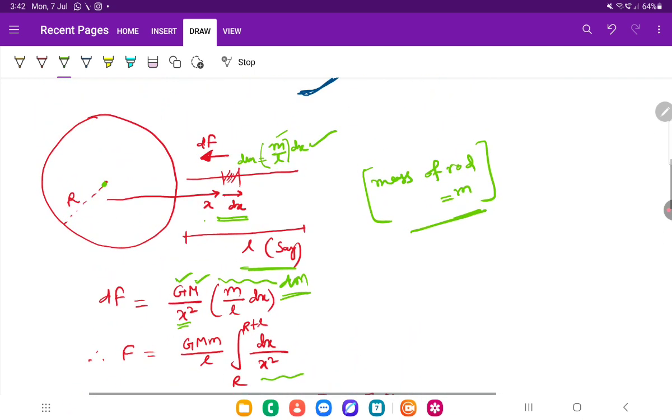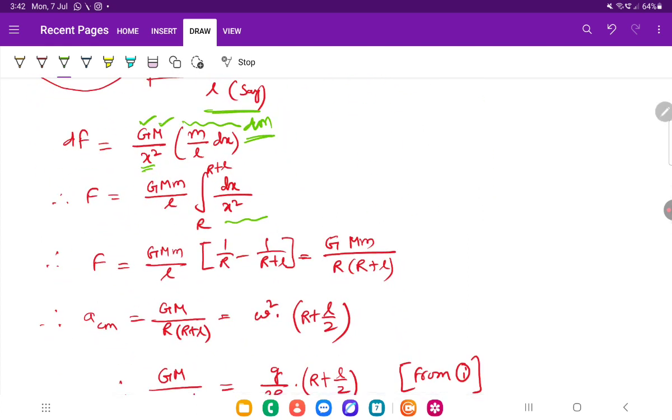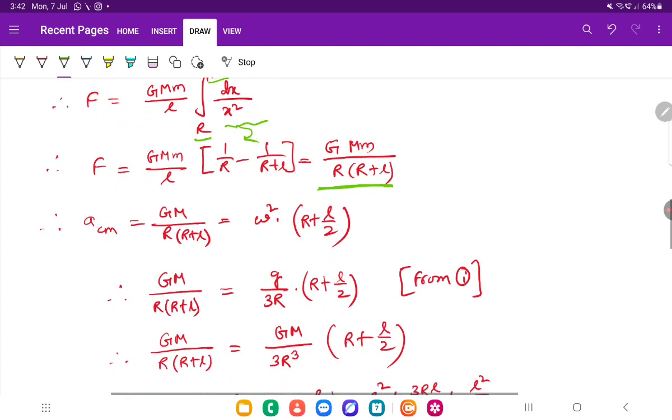So what's the limit of x? This one is one end of the rod, almost at the surface of earth, that means at a distance of r from the center, and this other end is at r plus l from the center of the earth. So limits will be from r to r plus l. Putting the limits, we'll get a force expression something like this, and if you divide the force by small m, the mass of the rod, you will get the acceleration of the center of mass of the rod.